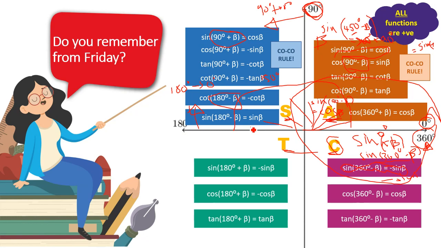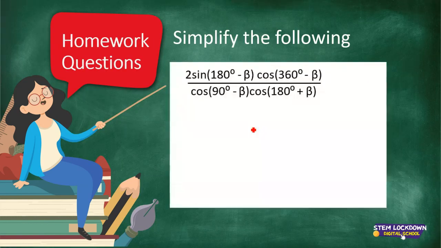Here we go. Our first homework question was for us to simplify the following. So it said simplify 2 sine of 180 minus beta, cos of 360 minus beta, divided by the cos of 90 minus beta times the cos of 180 plus beta. So right away, we keep our 2. Our 2 is a whole number, and we will multiply with our whole number. We are multiplying because there is no sign in between here, which is either a plus or a minus. So there we will immediately keep our 2.